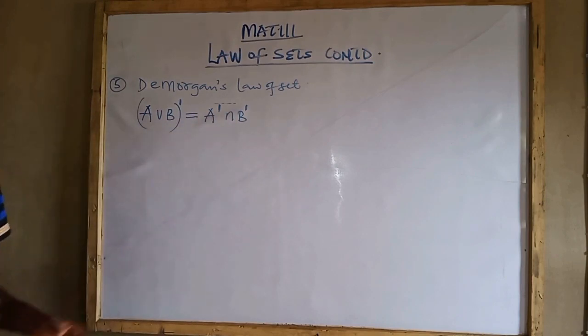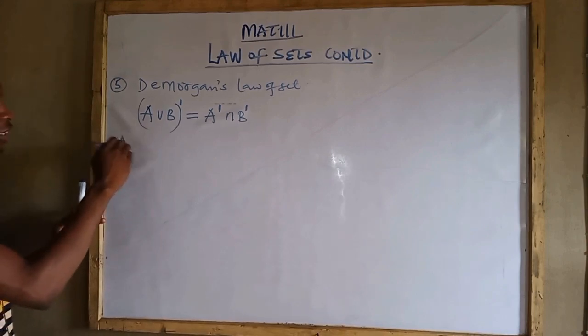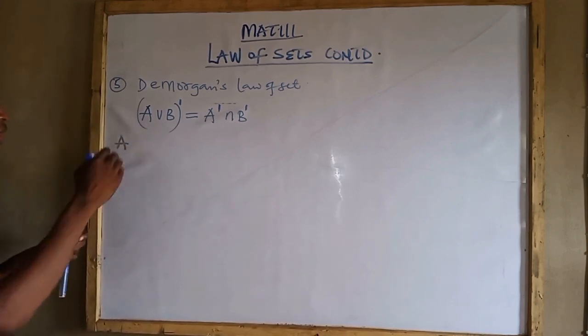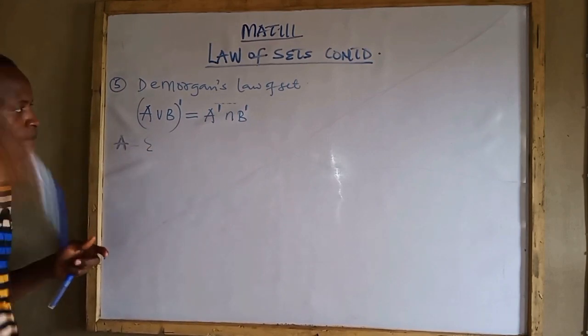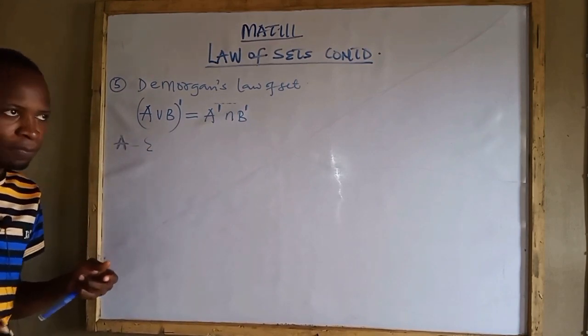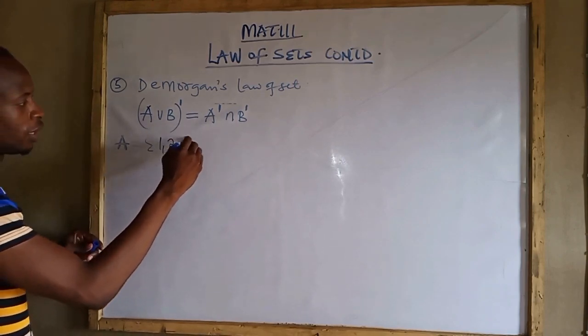So what does that simply mean? Let us verify that. Let us consider an example again. Let's consider that A is equal to, sorry, give me a few minutes, that A equals 1, 2, and 3.